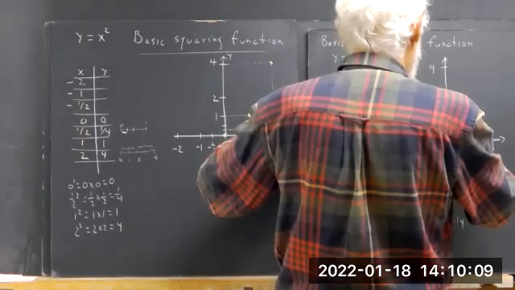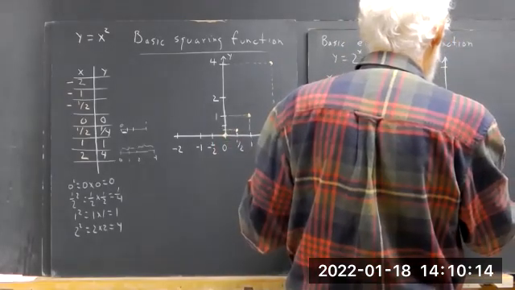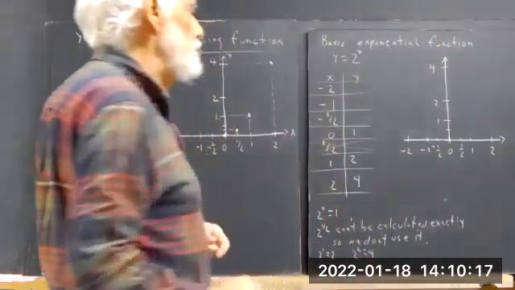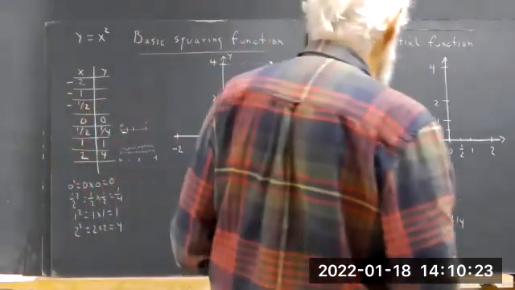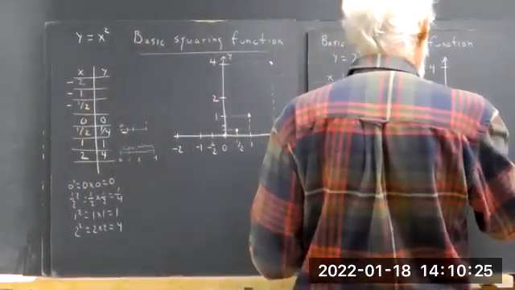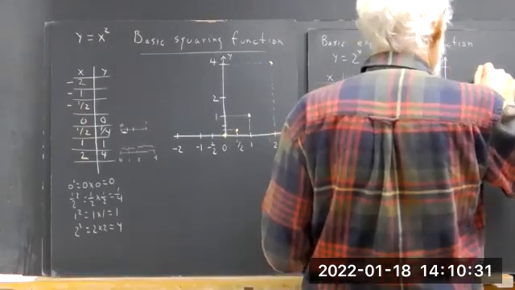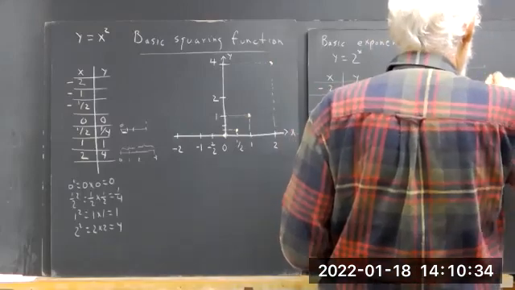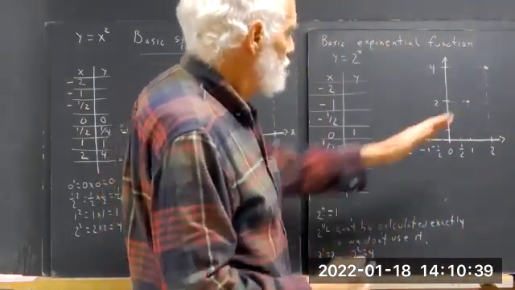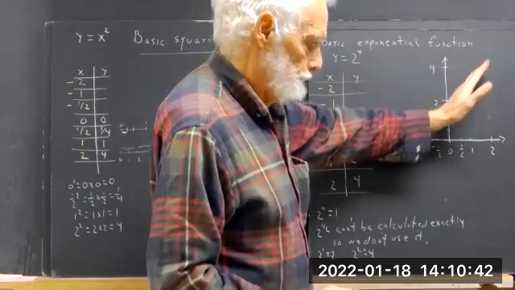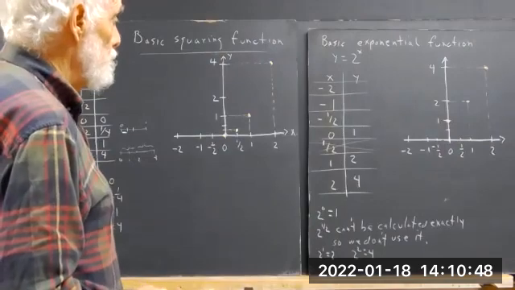But again, our graph's going to look something like this, and we're going to plot our points. Our points are pretty easy. 0, 1, 1, 2, and 2, 4. Okay, and we note that the slope here is less than the slope here. So that's a good start.